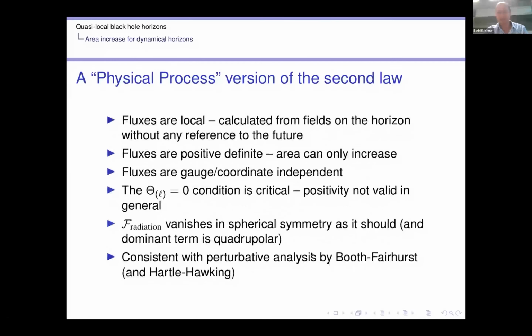That is the analog of the Bondi mass loss formula at infinity, in which you have energy being lost by radiation, and that reduces the Bondi mass. So this is the exact analog of that here.